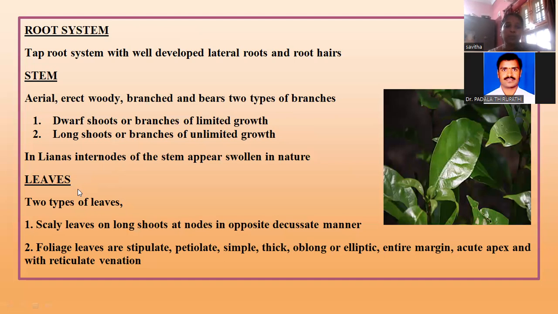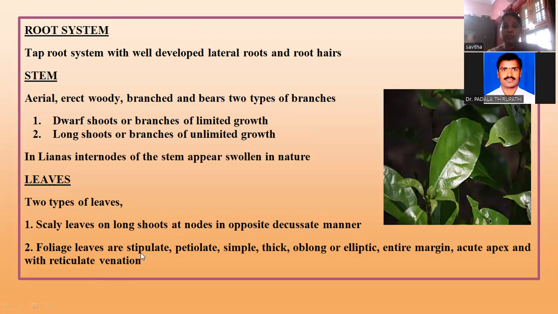When you come to the leaves, two types of leaves are present: scaly leaves and foliage leaves. Both are arranged in an opposite decussate manner. The scaly leaves are present at the nodes on long shoots, and from the axils of the scaly leaves, you will see that foliage leaves are formed.